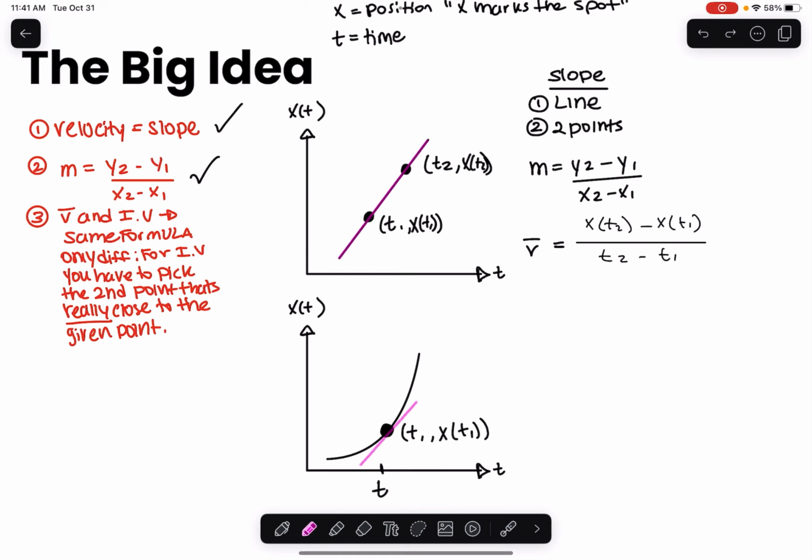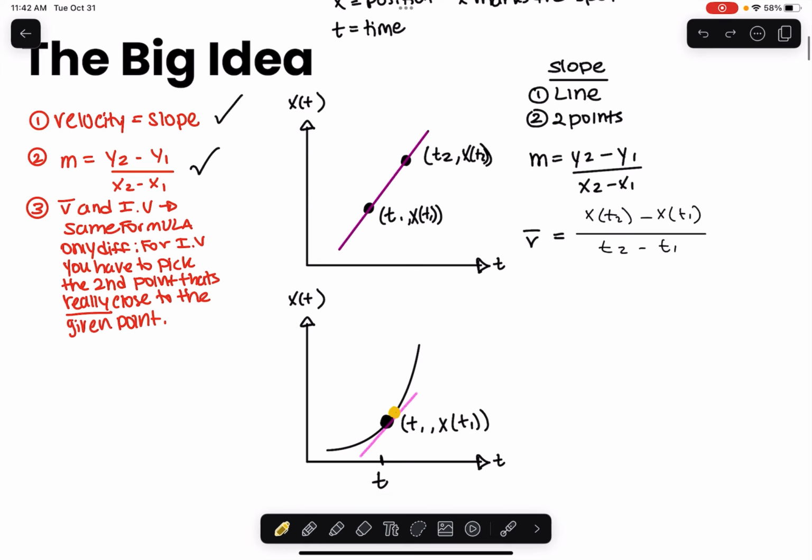And because we have a line now, we can pick 2 points on that line. And so clearly we already have 1 point that's always going to be given to us. But then the second point we need to pick, and it needs to be on that line. And so that second point is just going to be really, really close to the point we're trying to find the slope at. And so essentially all that means is that we're taking time and we're just adding a little bit more, just a little bit more. So we're adding h. H just stands for a little bit more.